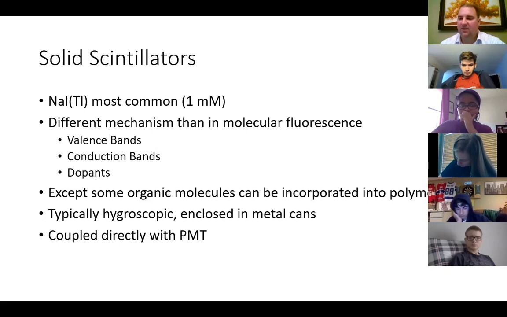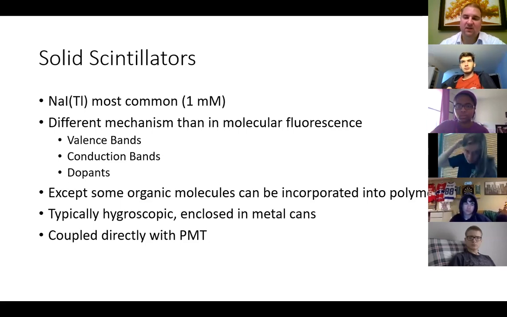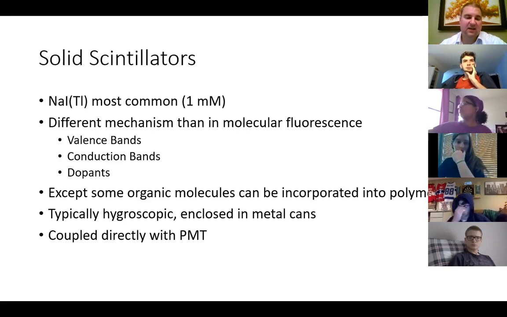But in molecular fluorescence, we're looking at a single molecule, and so we have these Jablonski diagrams, and we talk about singlet states or triplet states if you like to get into phosphorescence. But with solids, we talk instead about bands. We talk about valence bands and conduction bands. And we can also talk about how dopants will influence the locations or the energies of these bands. So we're gonna get a little bit into some material science today so we can understand these solid scintillators. And we're gonna spend a good bit of time on it because it's also gonna help us understand how semiconductor detectors work. We're gonna use a lot of these same kinds of terms there with valence and conduction.